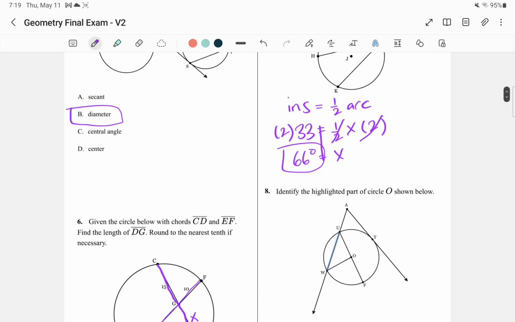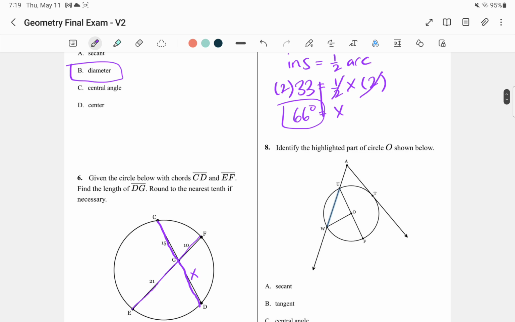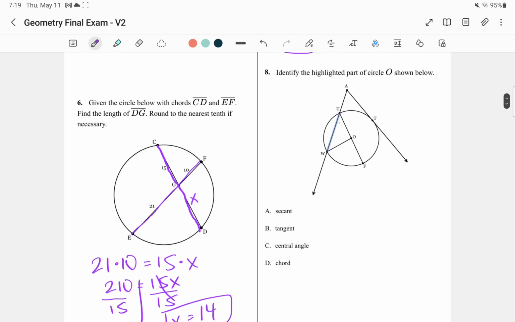All right, for number 8, identify the highlighted part of circle O shown below. This part of the circle here is going from edge to edge, but it's not going to the center. So that is our chord. Letter D, that is a chord.